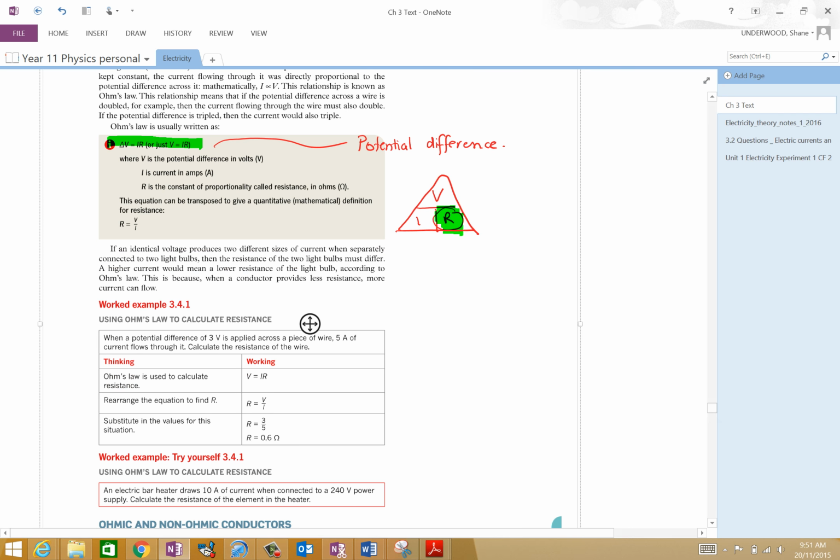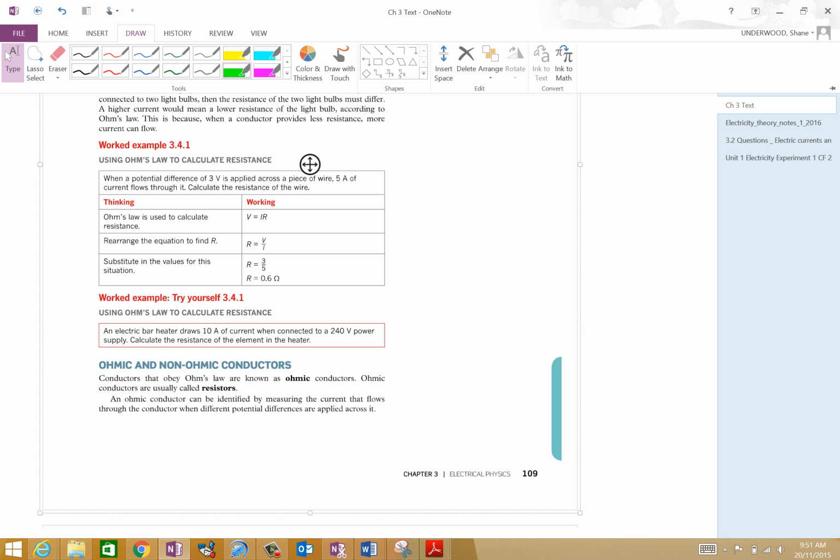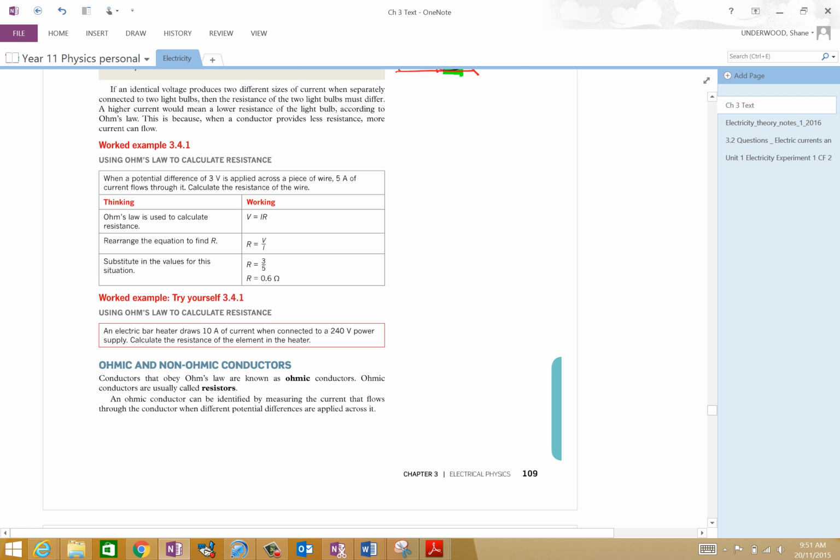Now, we'll go through some examples, that's fine, but in the prac that we did, we had a look at ohmic and non-ohmic conductors. Ohmic conductors are usually called resistors. So our ceramic resistor was an ohmic conductor. We should have had an IV graph if we gathered our results correctly and measured, for example, the supply voltage, what actually was coming out of the DC power supply. And we should have got something which looks pretty linear.